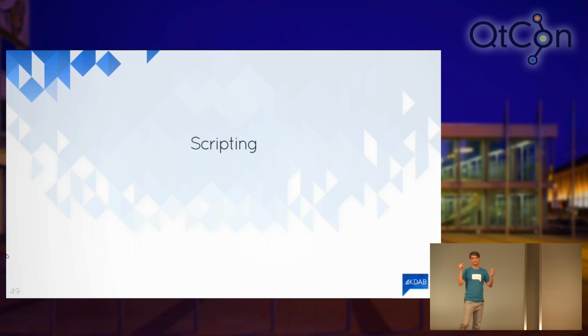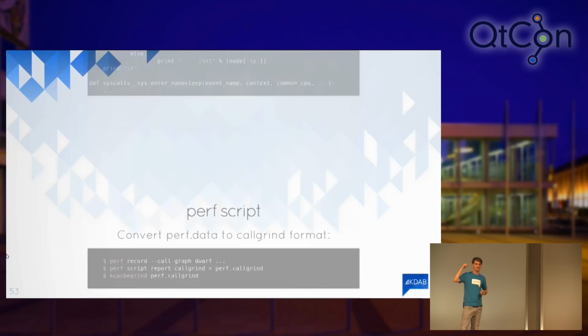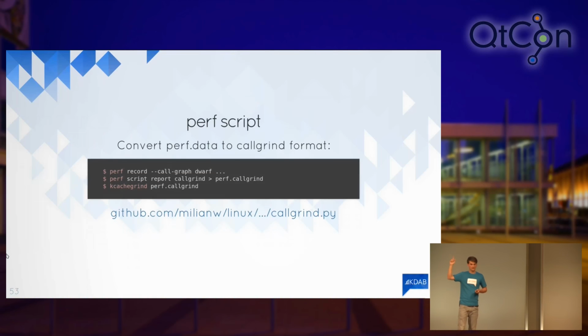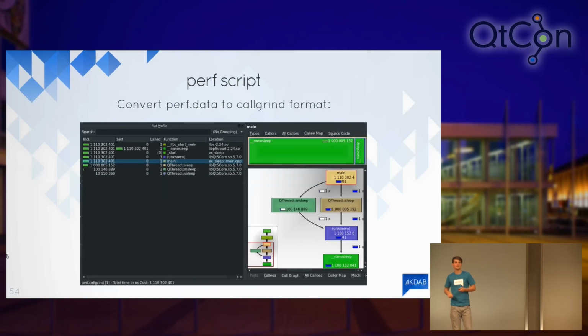And I think I won't have time for scripting. If you have some time, look at my GitHub. I have a callgrind converter Python script there with which you can also open perf data files in KCachegrind finally and visualize them with this tool if you are familiar with it. So yeah, thank you.